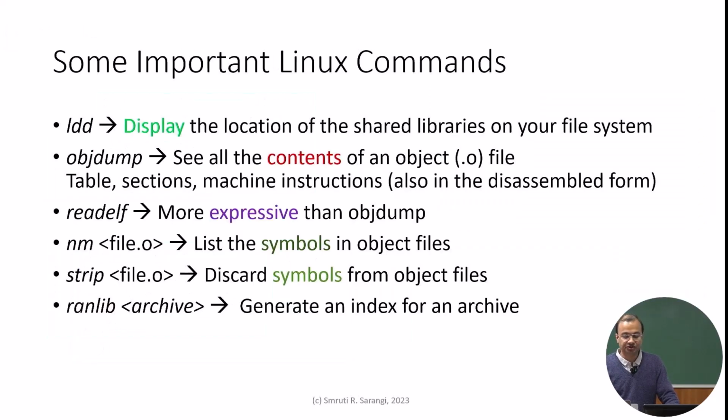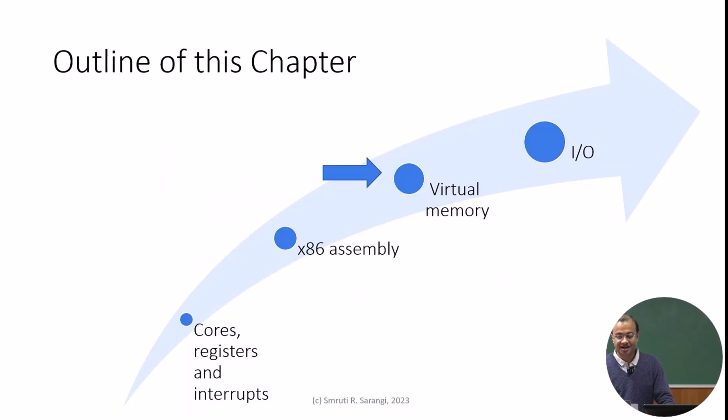So we will look more. We have looked at ldd and objdump and nm also to look at symbols. So your job is to look at the rest of the three tools, which are readelf, strip, and ranlib. So strip essentially deletes the symbol table. Ranlib, if there are a lot of symbols, will create an index for it. And readelf is slightly more expressive than objdump. All right, so you look at these, and we'll look at virtual memory from the next class.